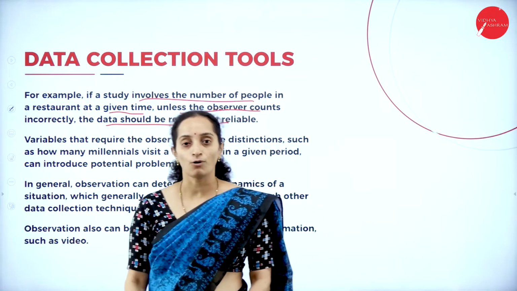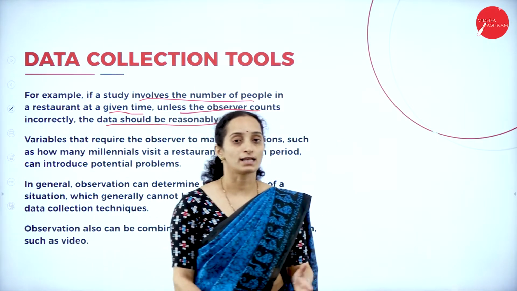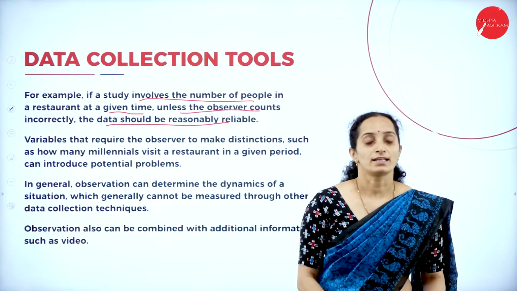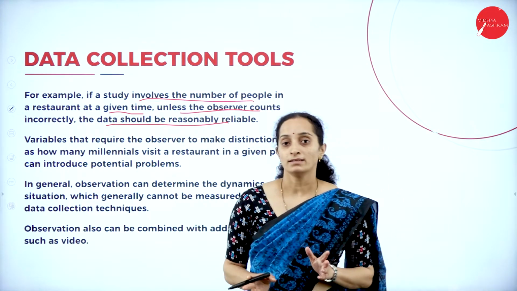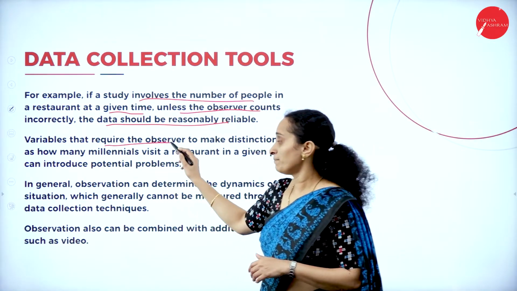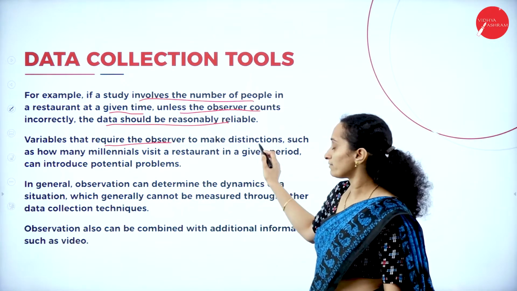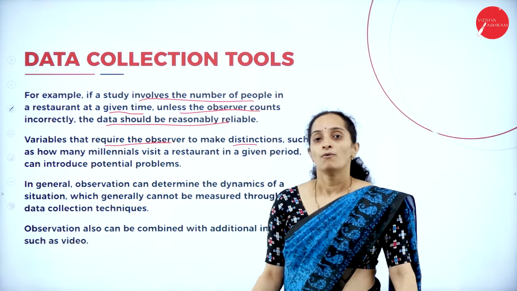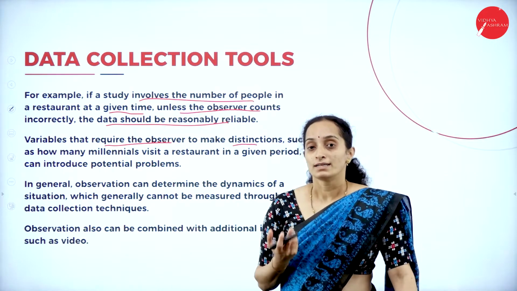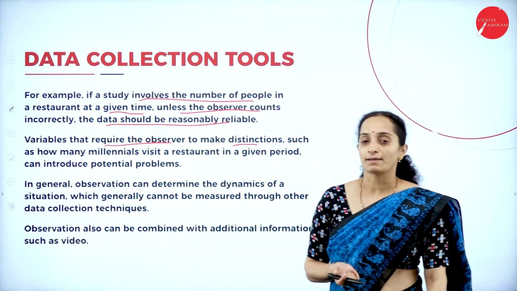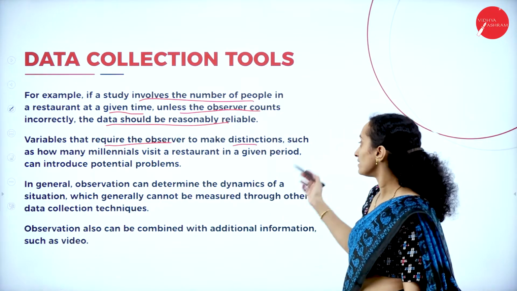At this time, how many customers will come? Or at lunch time or in the evening, how many customers are we getting to our hotel? So you can get the quantitative data, isn't it? Variables that require the observer to make distinctions, like how many people have come, what are the most demanded foods in the hotel. So those quantitative data can be easily collected by observing, isn't it?